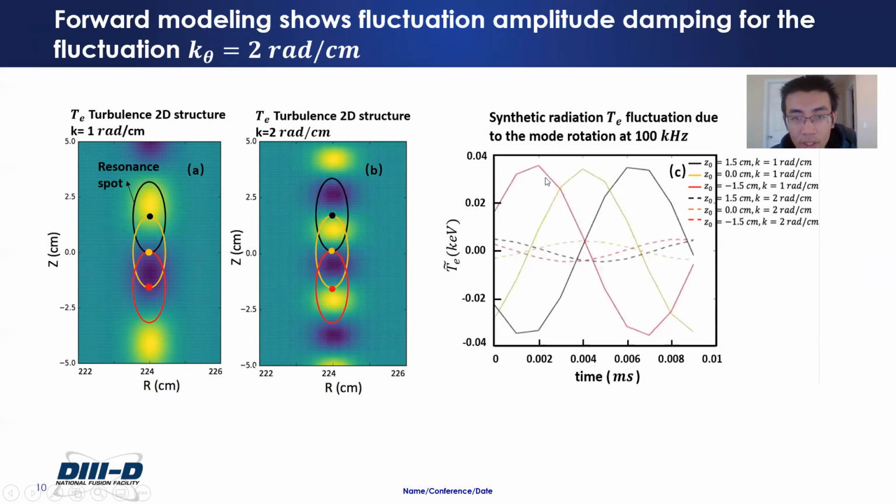Basically, the solid line points to the low K turbulence, the dashed line points to the high K turbulence, and what you can find is that the solid amplitude is much stronger than the dashed amplitude, even though the input amplitudes are the same. That means because of the finite poloidal resolution of the system, we are not really sensitive to high K turbulence.